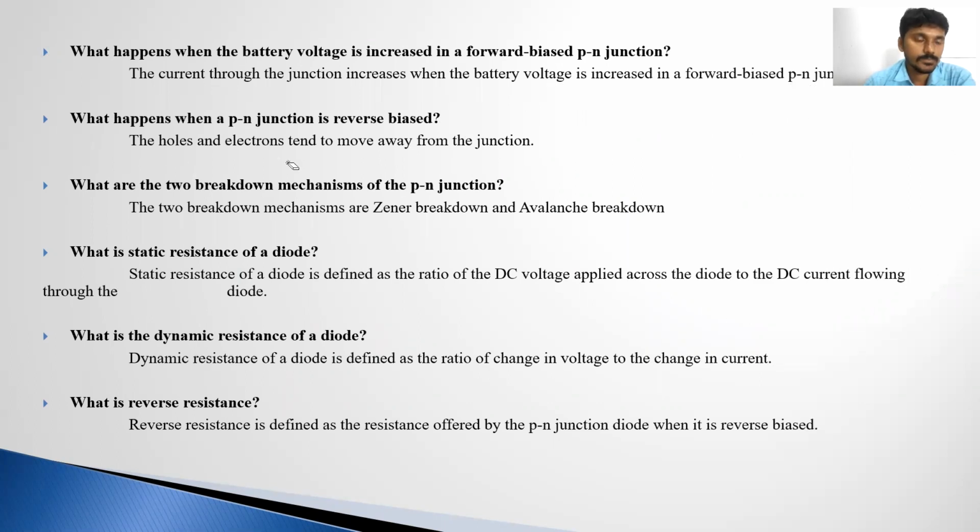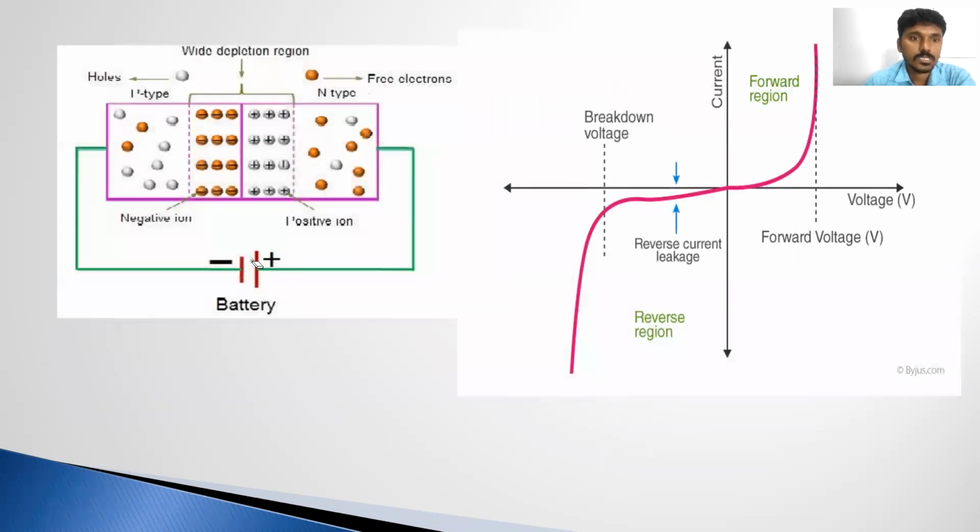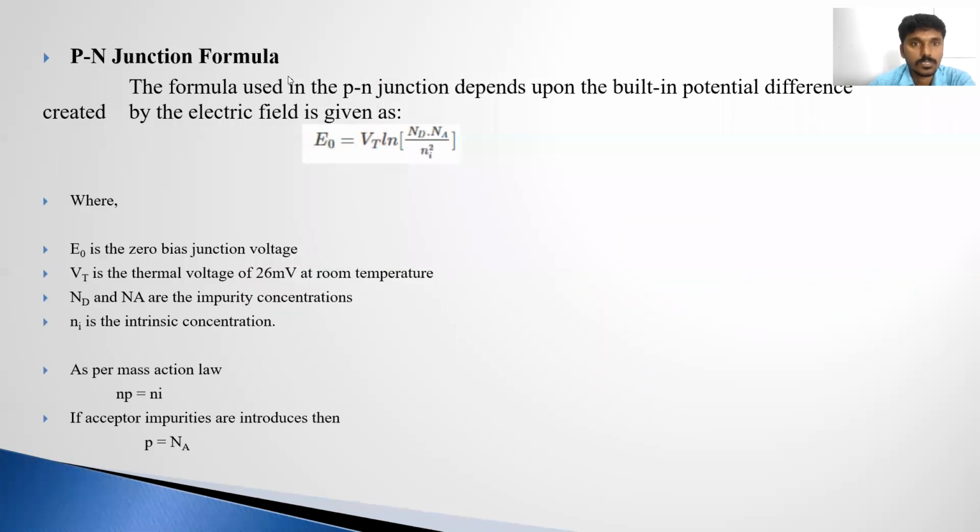Clear? Next point, what happens if the PN junction is reverse biased? The holes and electrons tend to move away from the junction. If reverse voltage is applied across the PN junction, the holes and electrons will move away from the junction. Due to this, the depletion layer occurs at this junction. If this reverse voltage is increased again, the width of the depletion layer also increases.